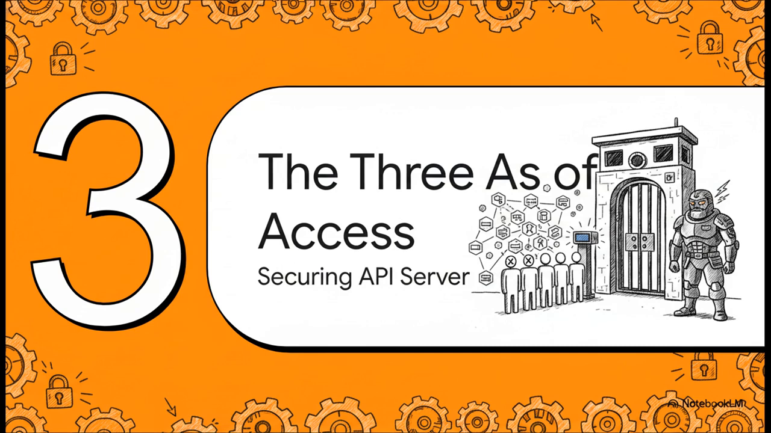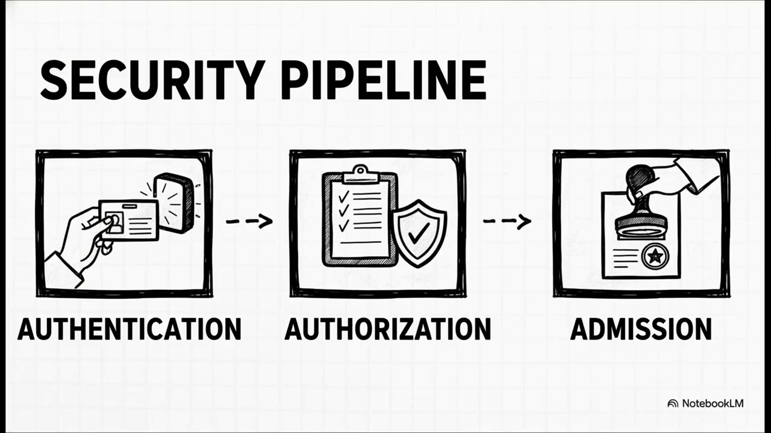Securing the API server. Remember that API server we mentioned? It's the absolute front door to your cluster, and it acts like an unforgiving security guard. It enforces strict control using the rule of threes. Step 1, authentication. Who are you? It meticulously checks your client certificates or service account tokens.